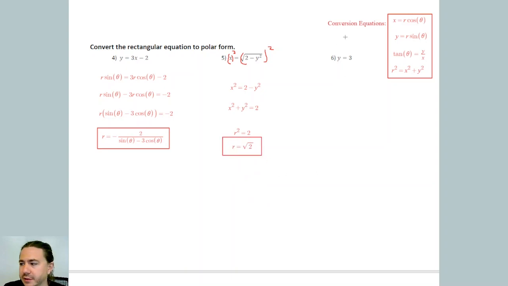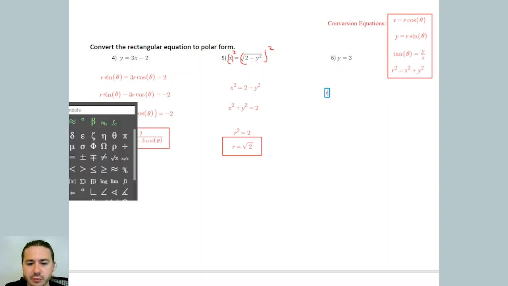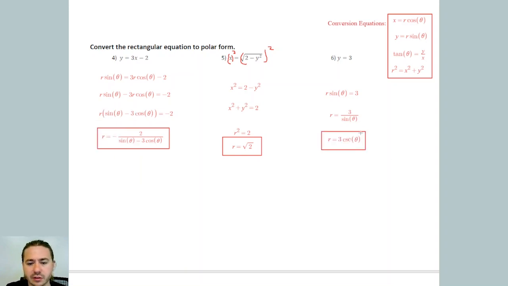For number 6, we want to use those first couple conversion equations and rewrite it as r sine theta equals 3. This one's pretty straightforward. You're just going to divide both sides by sine, and you'll get r equals 3 over sine theta. Now this is probably a good answer. You can take this a step further because 1 over sine theta is cosecant theta. So if you rewrite it like this, that's acceptable too. Honestly, I'll take either one, but I do want you to know that these two are the same.